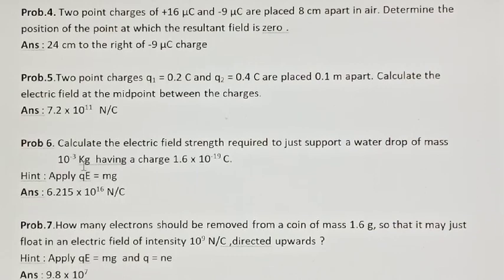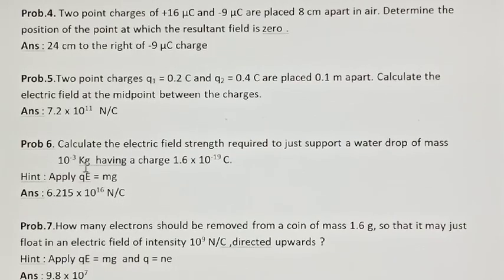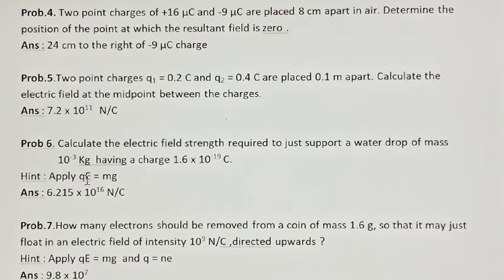which should be equal to the weight of the water drop. So you apply QE is equal to mg. QE is acting vertically upward, which should be balanced by the weight, equal to mg, which is acting vertically downward. If you apply this, you may get the result as this. So you verify this.